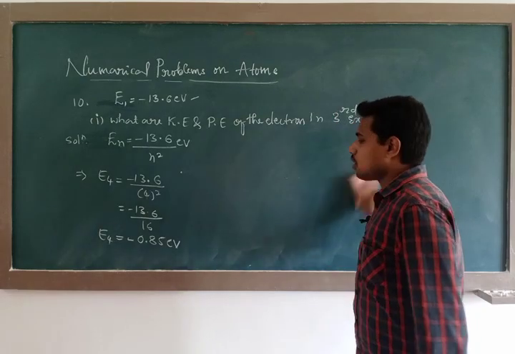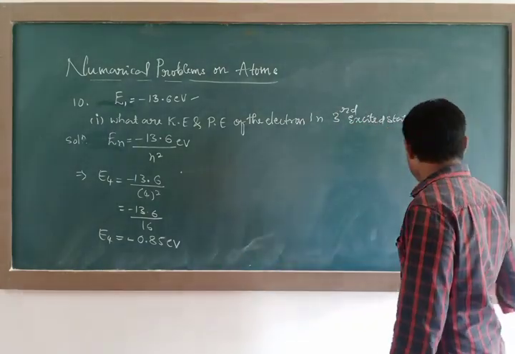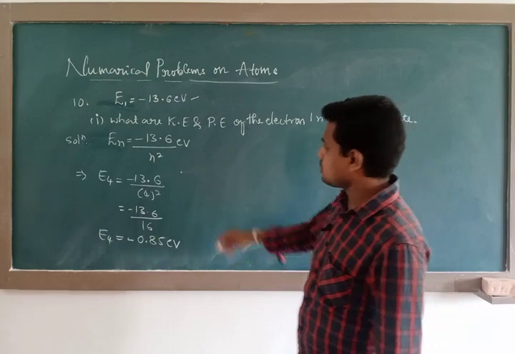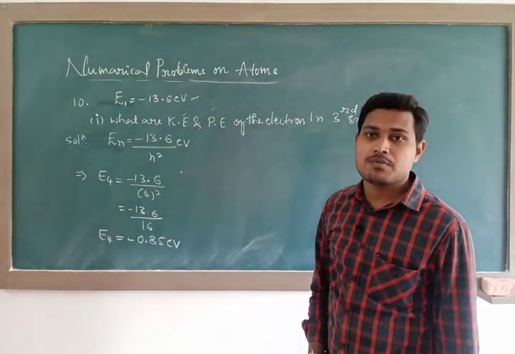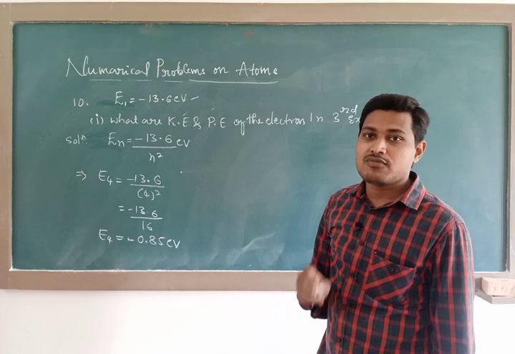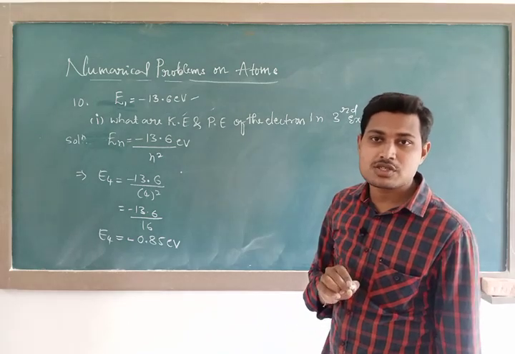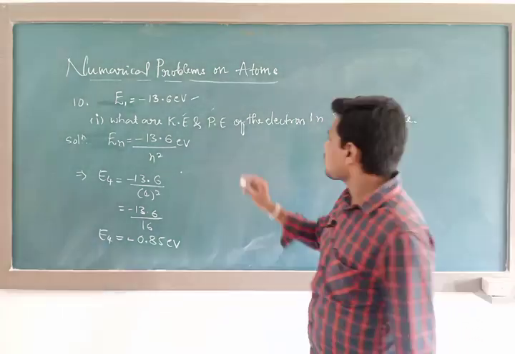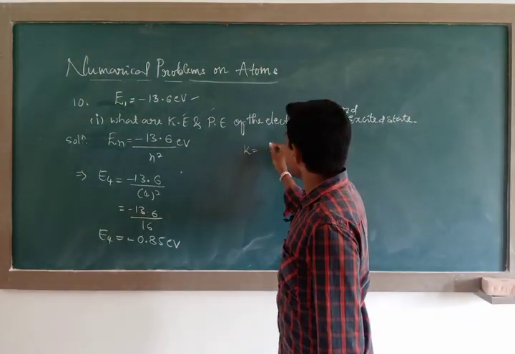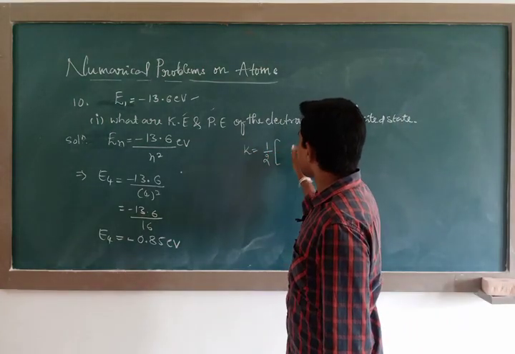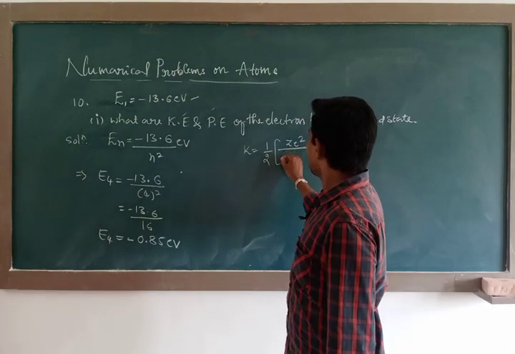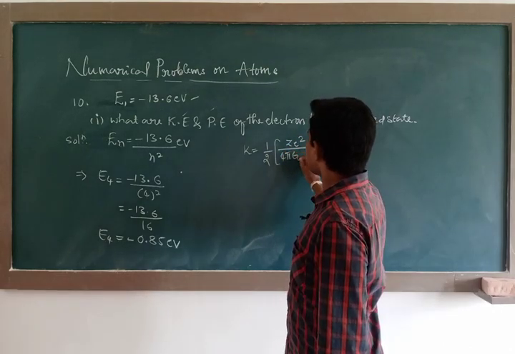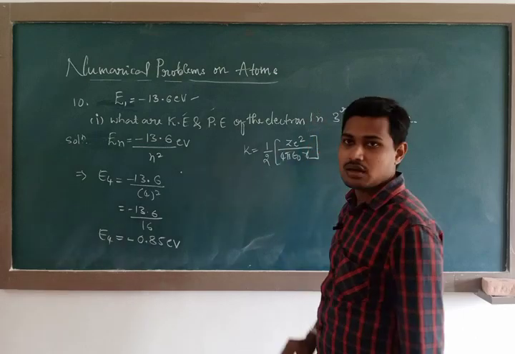Okay, fine. I got the energy of the electron in the fourth orbit. Later on, they are not asking about energy, they are asking about kinetic energy and potential energy. If you take the expression for kinetic energy of the electron, we know that kinetic energy K is equal to 1 by 2 times ZE square divided by 4 pi epsilon naught R. Have you remembered this equation?